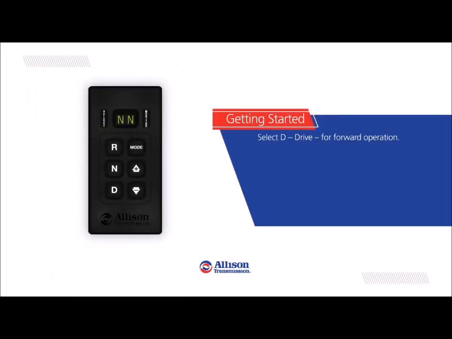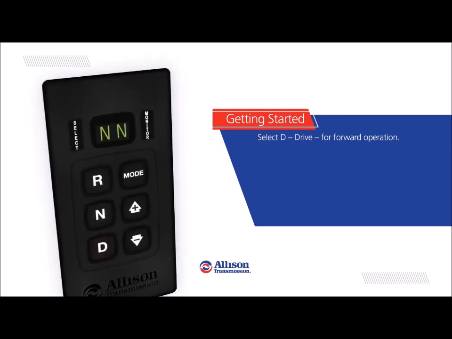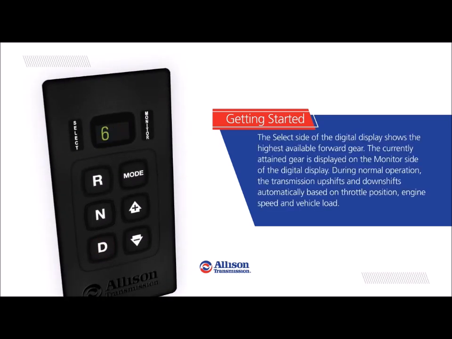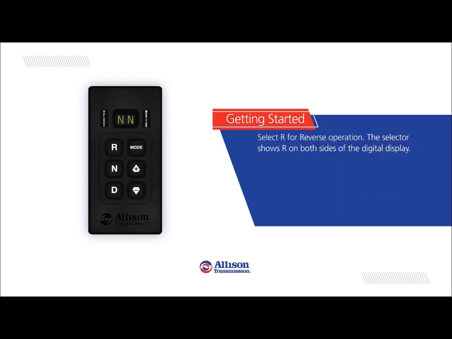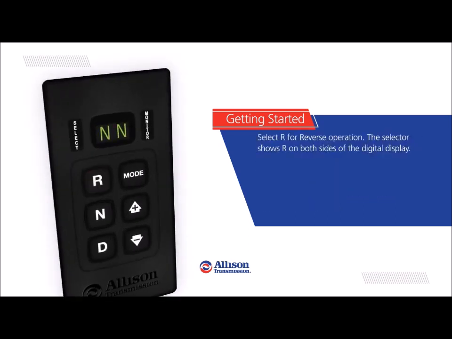Select D, Drive, for forward operation. The select side of the digital display shows the highest available forward gear. The currently attained gear is displayed on the monitor side of the digital display. During normal operation, the transmission upshifts and downshifts automatically based on throttle position, engine speed, and vehicle load. Select R for reverse operation. The selector shows R on both sides of the digital display.